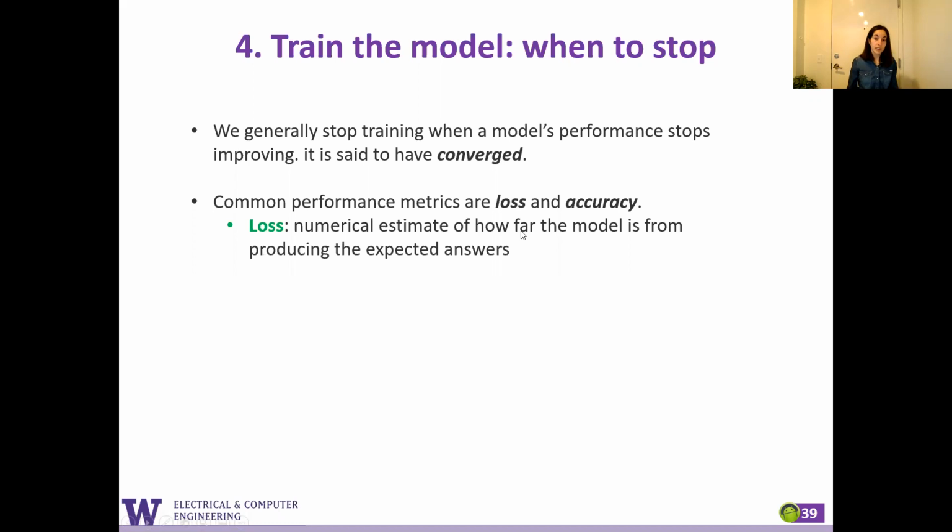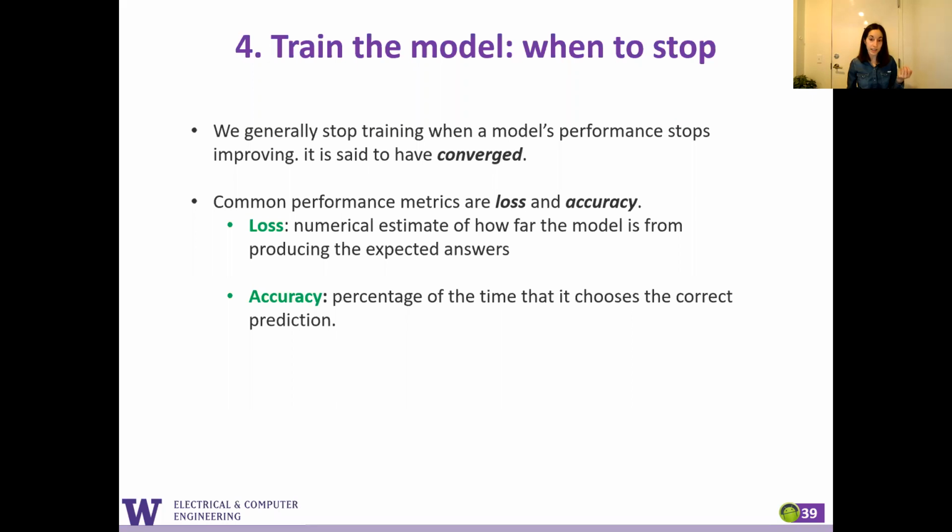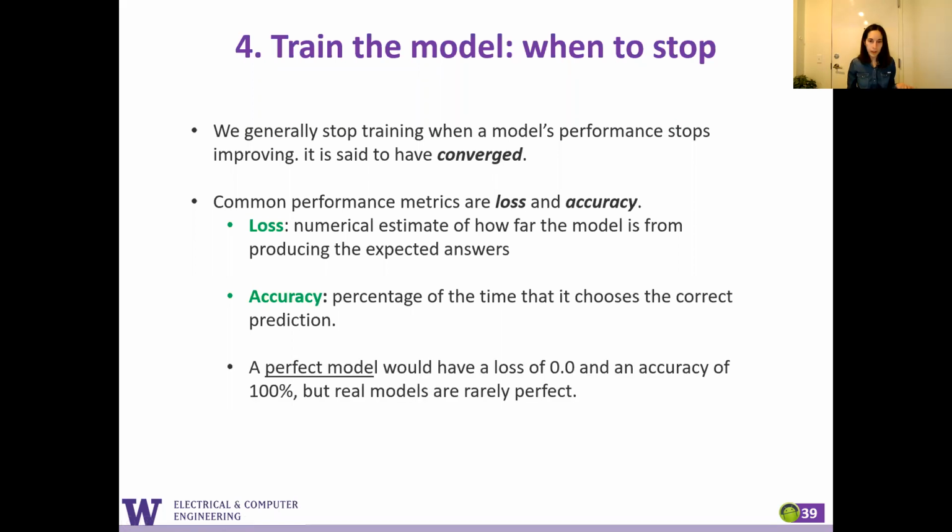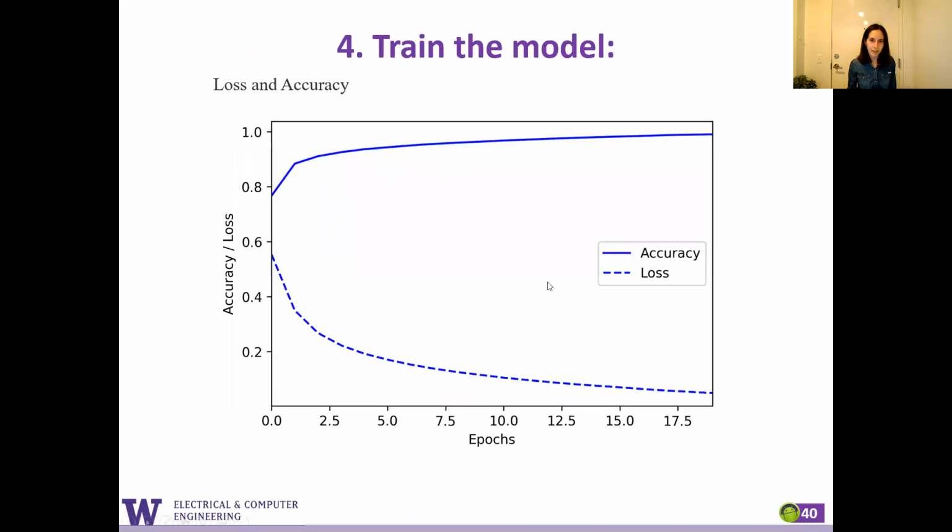So the loss is an estimate of how far the model is from producing the expected answer, because we have labels for the input data, and the accuracy is the percentage of time that it chooses the correct prediction compared to when it doesn't. And the perfect model would have zero loss and accuracy 100%, but models, as you may be assuming, are rarely perfect.